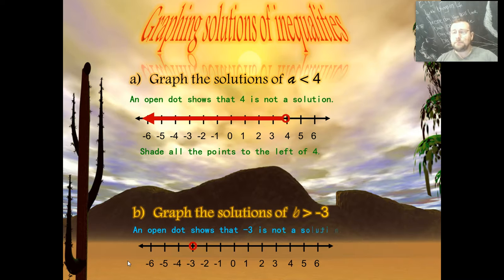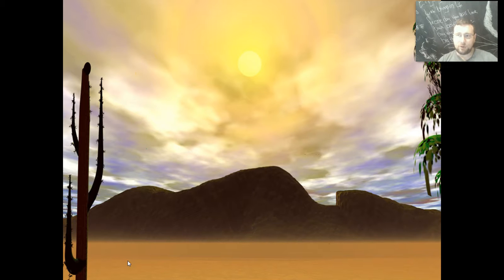Likewise, with b bigger than negative 3, we can't include negative 3 because negative 3 would be equal to negative 3. But we're looking for numbers bigger than that. So we go to the right in the number line and shade all the points to the right of negative 3. So hopefully this makes sense. Let's see a few more.